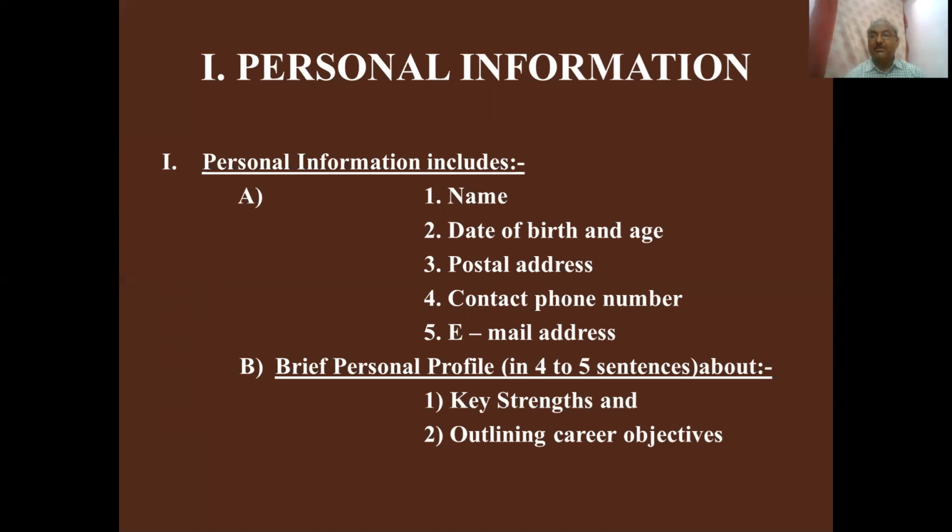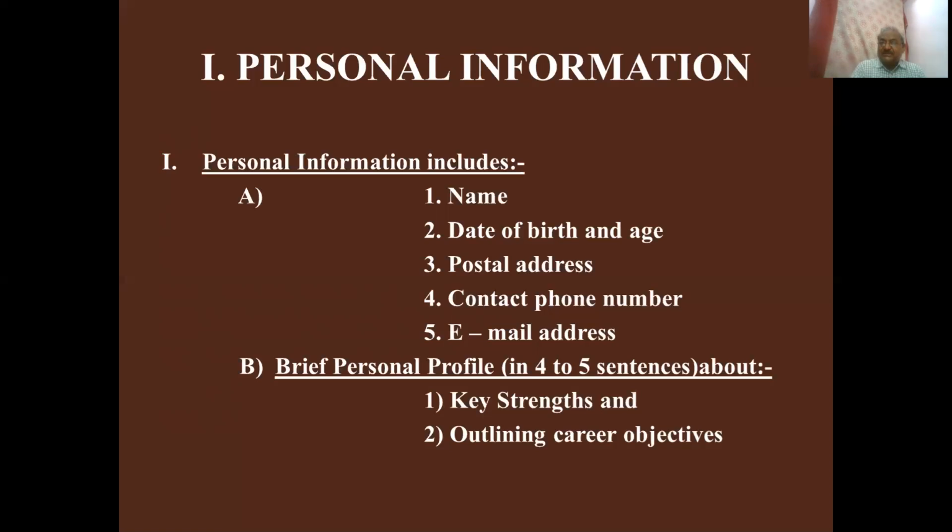Here you are going to elaborate. You are going to give extra information. There you are confined to write your name, date of birth, email address, postal address, and maybe contact number. Only 5 items that you are going to limit in chronological CV. But when you come to this functional CV, you are not going to limit yourself. You extend yourself and present your brief personal profile about your objectives, about your strengths, like that.